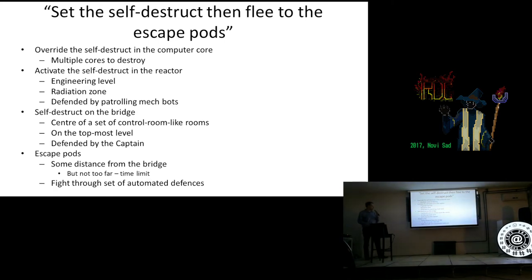It's defended by the captain, or what's left of him as he turned into some sort of horrible cyborg. Finally, having done all that, I need to run down to the escape pods. They've got to be some distance from the bridge to give me that narrative feeling I want of running against, you know, maybe a time limit. And I have to fight through perhaps a set of automated defenses or some last-ditch defense by the station security or something like that. And so you start breaking down your narrative into these different narrative stages.